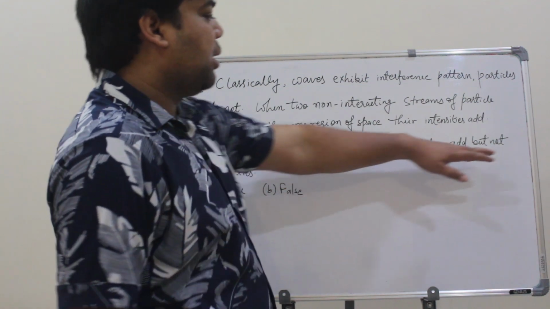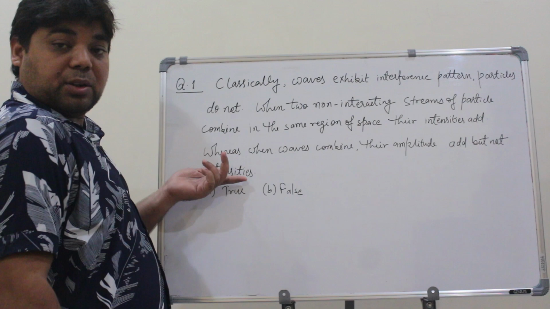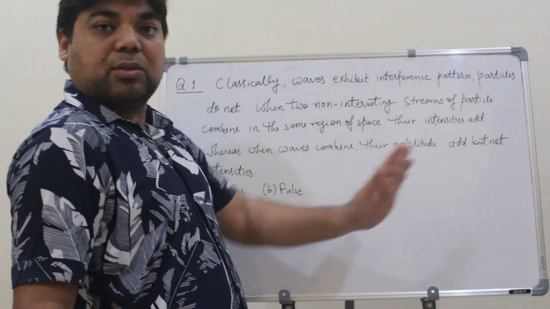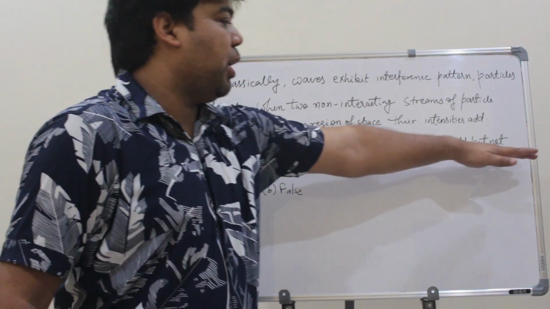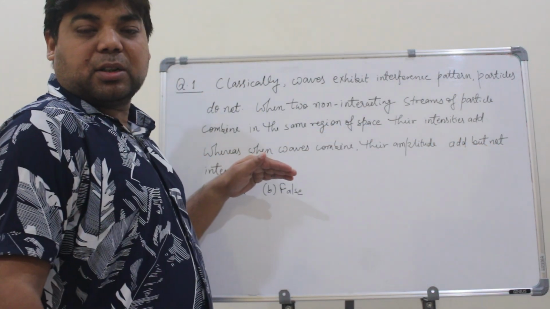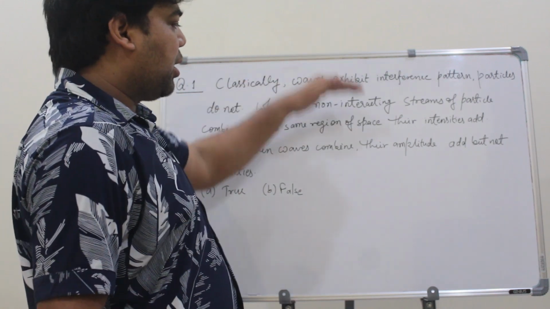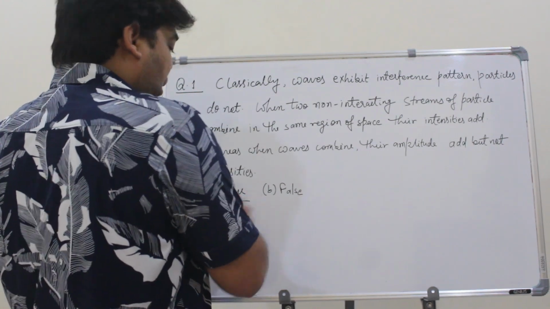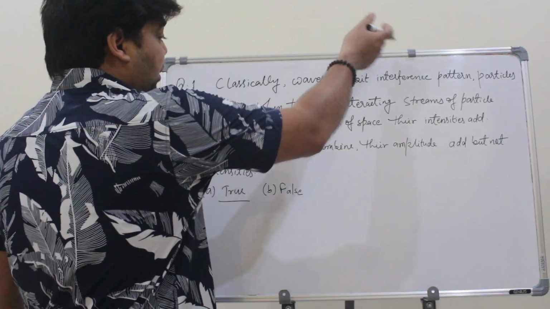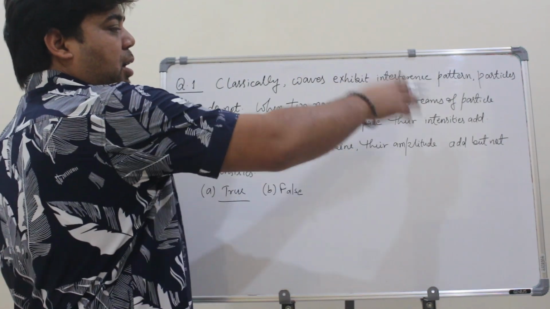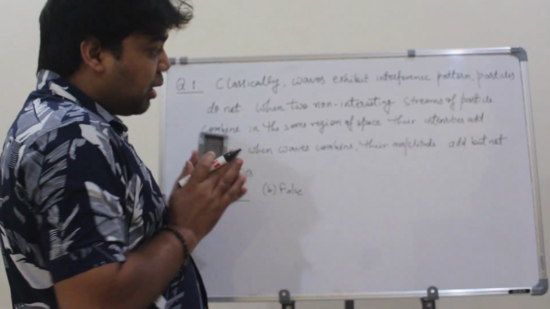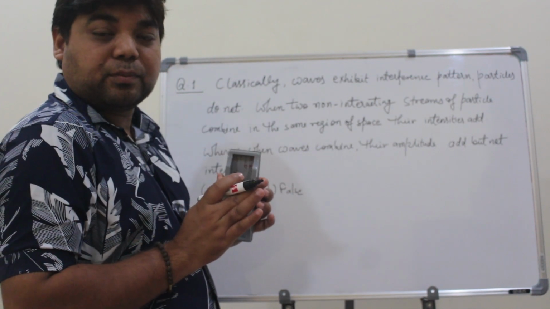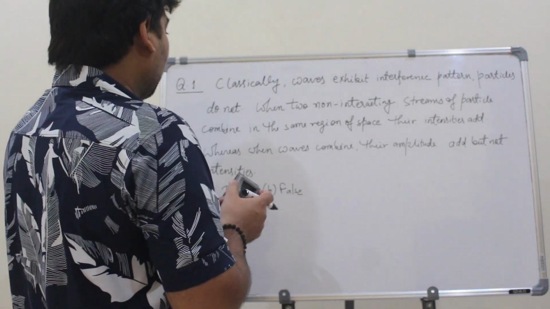Whereas when waves combine, their amplitudes add, but not intensities. That is true from the Huygens principle also. In the case of waves, amplitudes add and intensities do not, and in the case of particles, intensities add. So the statement is true. Remember that. This is a simple result. In the case of particles, the intensity is always added, whereas in the case of waves, amplitudes are added. This you must remember always.